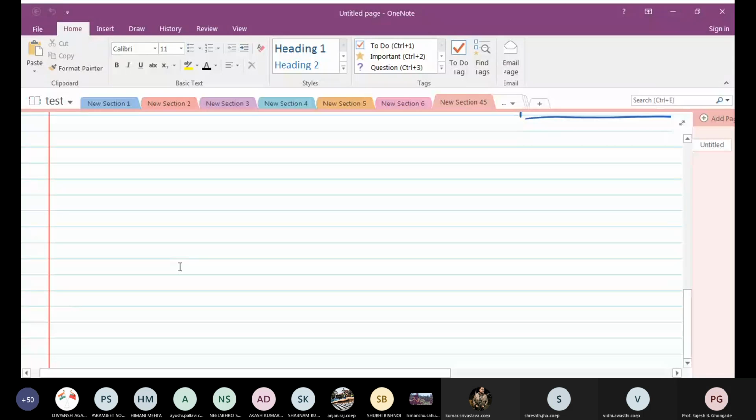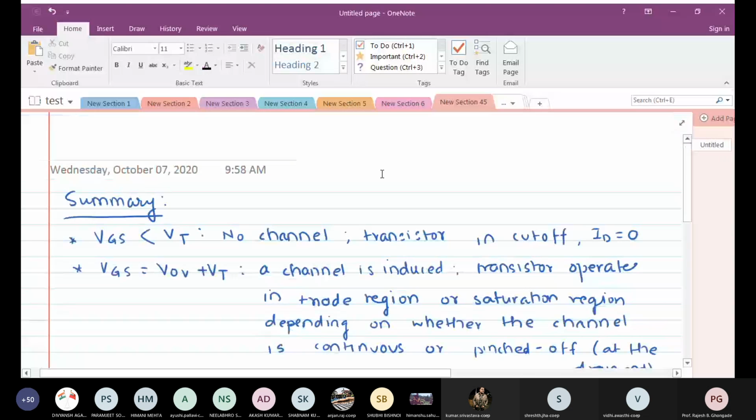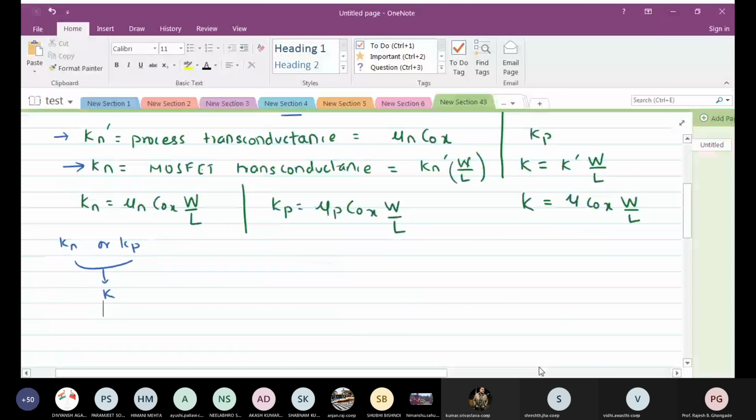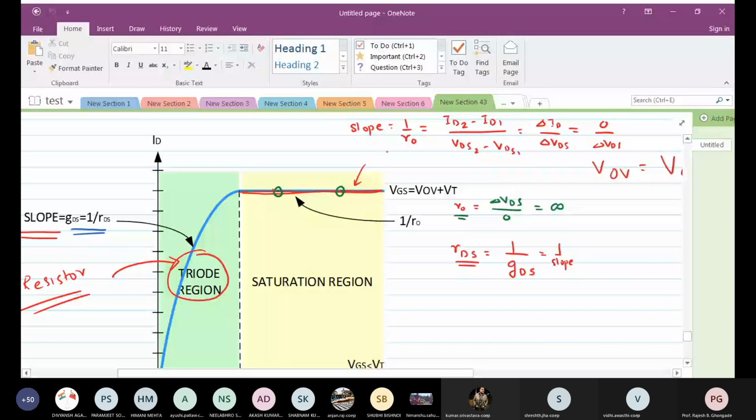In a real device, we do have some changes, and the very first difference is a finite output resistance in saturation. In one of the previous lectures, we have already seen this. So what was the output resistance here? What was RO?